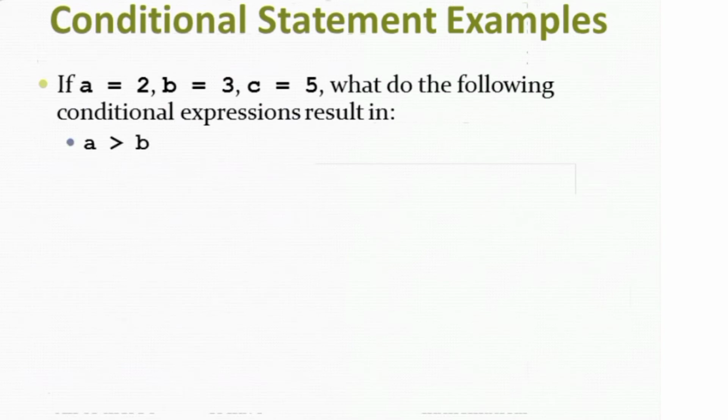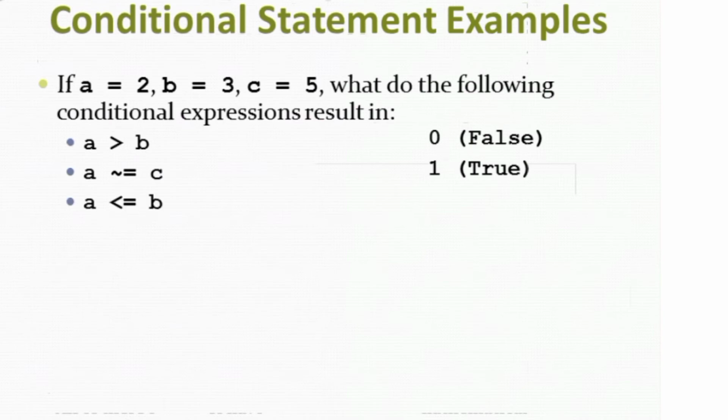So the first one, a is greater than b. That's pretty simple. a is 2, b is 3. 2 is definitely not greater than 3, so that would result in a false, or a 0. We have a is not equal to c, so a is 2 and c is 5. 2 is definitely not equal to 5, so that would result in a true.